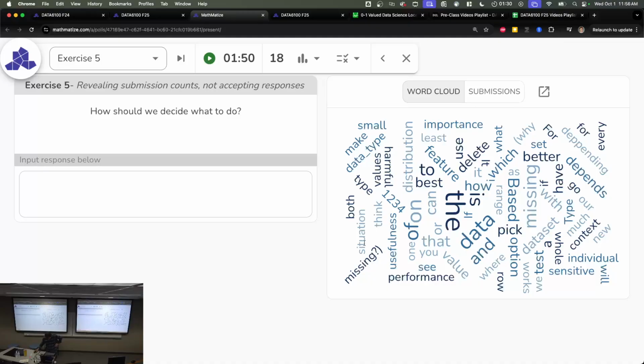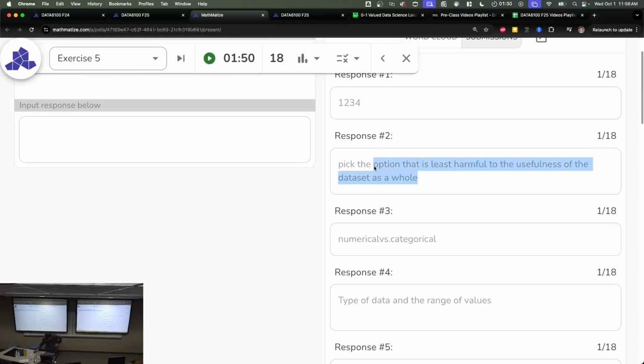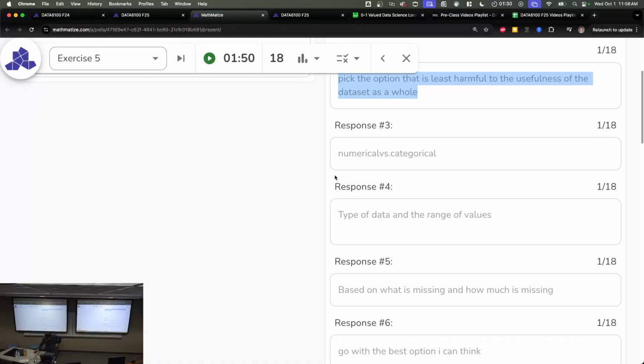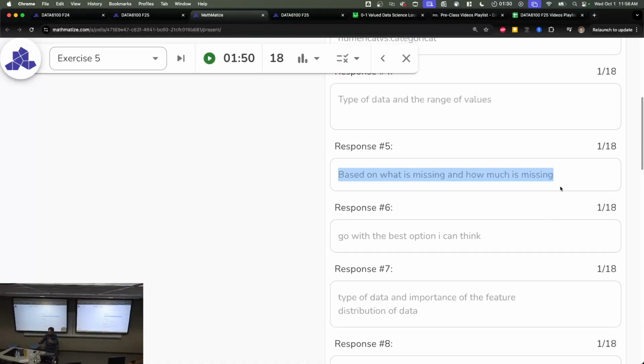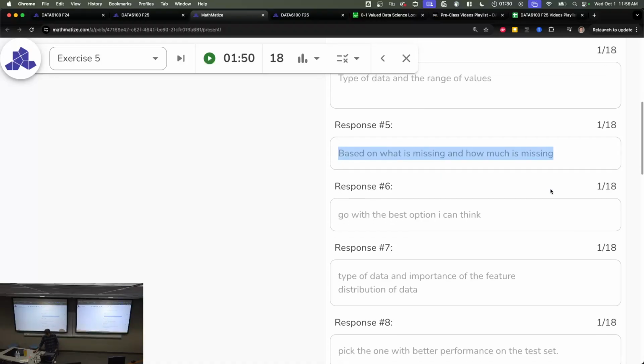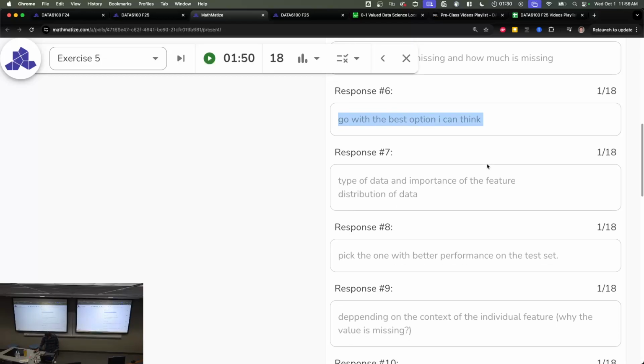Based, something, feature, not seeing one that people are really into. Okay. Pick the one that is the least harmful. Okay, but how do we figure out which one is the least harmful? Based on what is missing and how much is missing. Okay, but like we have two choices. Which one do we go with? Go with the best option. Yeah, which one is the best option? You guys are restating the problem.